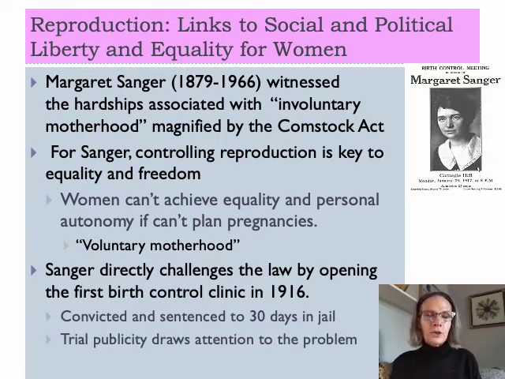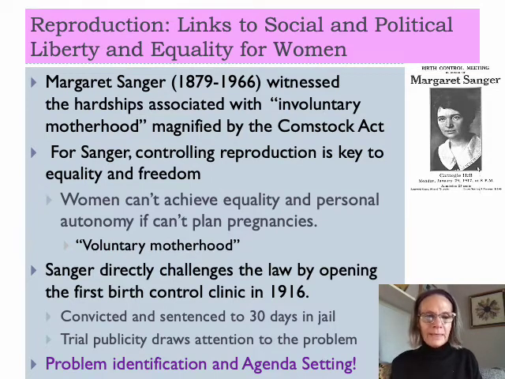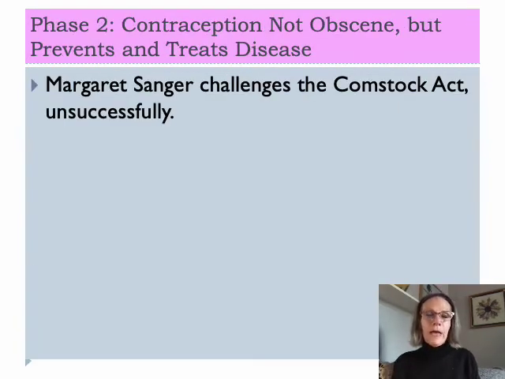And through the trial and the publicity that the trial got, it really drew attention to this problem of involuntary motherhood, this problem associated with not having control over one's reproductive capacity. Just as Anthony Comstock identified a problem and got it on the agenda, so too did Margaret Sanger. She identified the problem of involuntary motherhood, and she got it on the agenda because of the publicity that her trial received. So Margaret Sanger challenges the Comstock Act, but it's unsuccessful. In fact, she's convicted and put in jail.